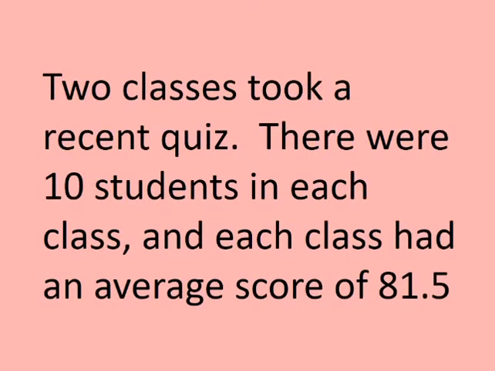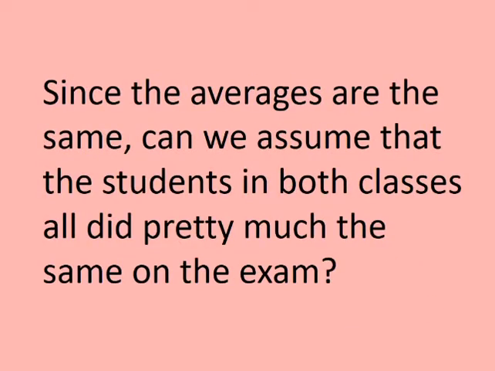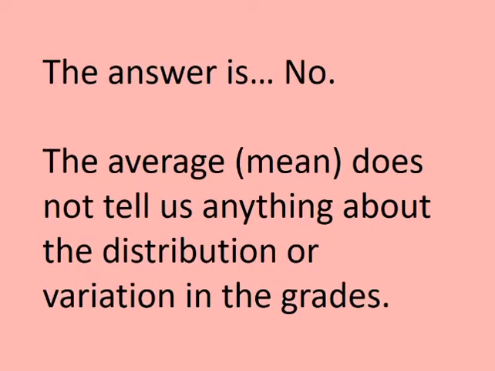Imagine two classes recently took a quiz. Imagine there were 10 students in each class, and each class had an average score of 81.5. Now, since the averages are the same, can we assume that the students in both classes did pretty much the same on the exam? Well, the answer is no. The mean itself does not tell us much about how different people did. We just have the very average result, but we do not know how high or how low the rest of the class scored.